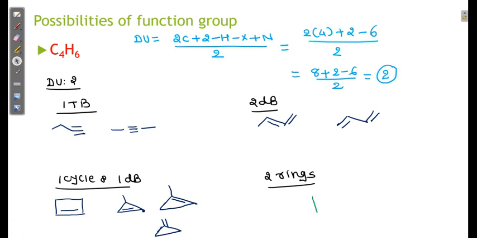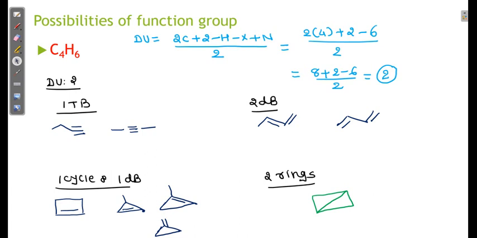For the 2 rings of 4 elements, it is possible to draw the 2 rings. These are the possibilities for the structure. So many times there can also be a question that, on the basis of a given molecular formula, what are the possible structures containing a cycle. So these are the possibilities of this question. So these are the possible structures.